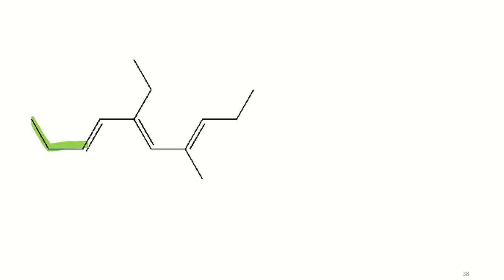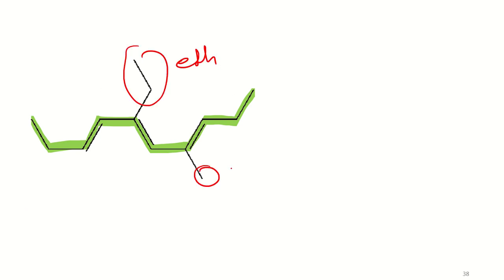1, 2, 3, 4, 5, 6, 7, 8, 9, 10. Okay, so we have 10. So it's a deca. We have a 2 carbon side chain, ethyl. We have a 1 carbon side chain, methyl. Let's get our numbers right. So 1, 2, 3 there, 4. 1, 2, 3, 4, 5, 6, and 7.